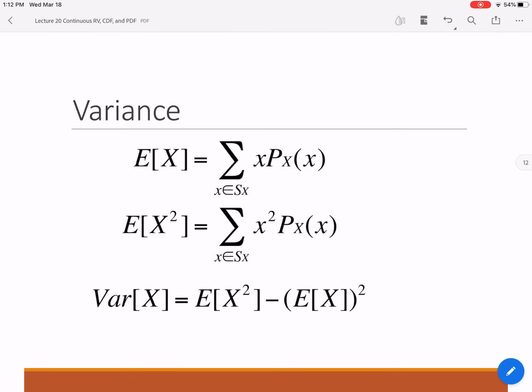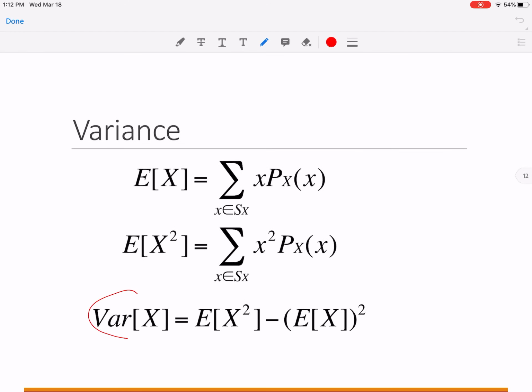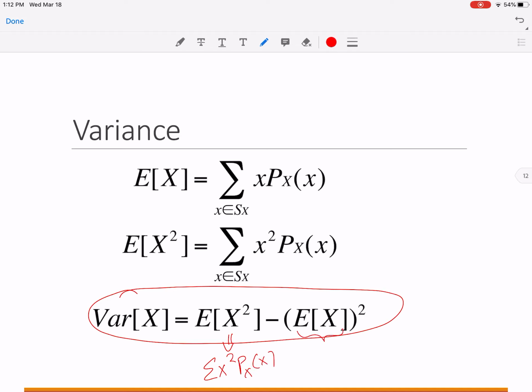Then we discussed variance, which tells you how far apart the random variable values are about the mean, and the variance of x can be obtained by applying this formula. Variance of x is equal to expected value of x squared minus expected value of x, whole squared. So expected value of x squared can be obtained by applying this formula, and expected value of x is obtained by applying this formula. So it's a matter of properly applying these summation formulas and getting the variance.